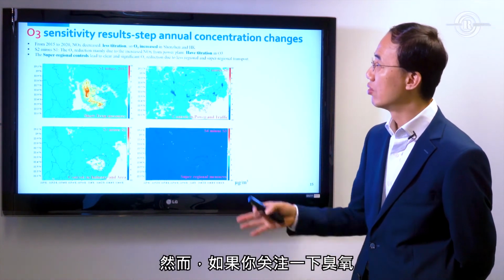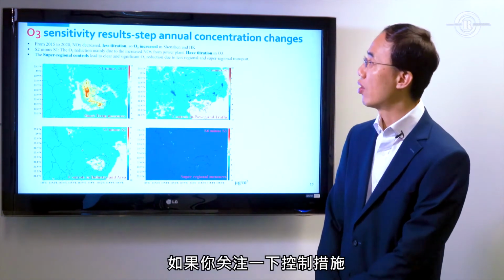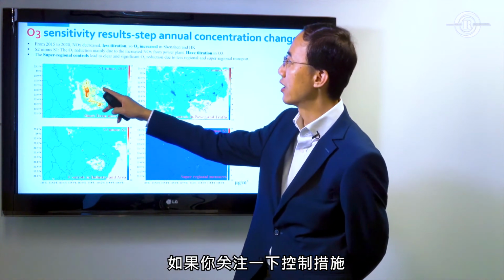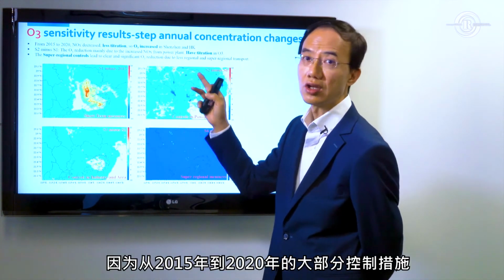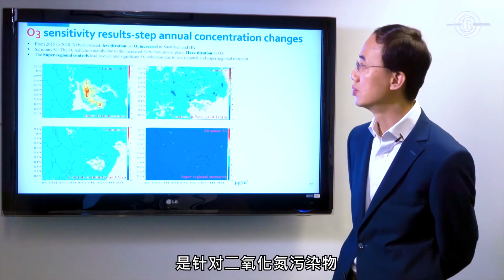However, if you look at ozone, now what happens if you look at it under the control measures, because most of the control measures from 2015 to 2020 are on the NO2 pollutants.